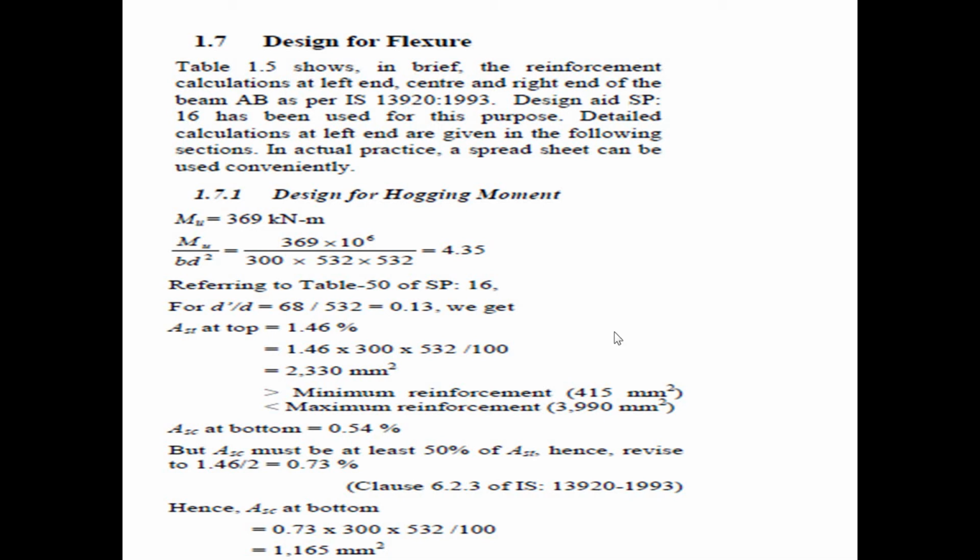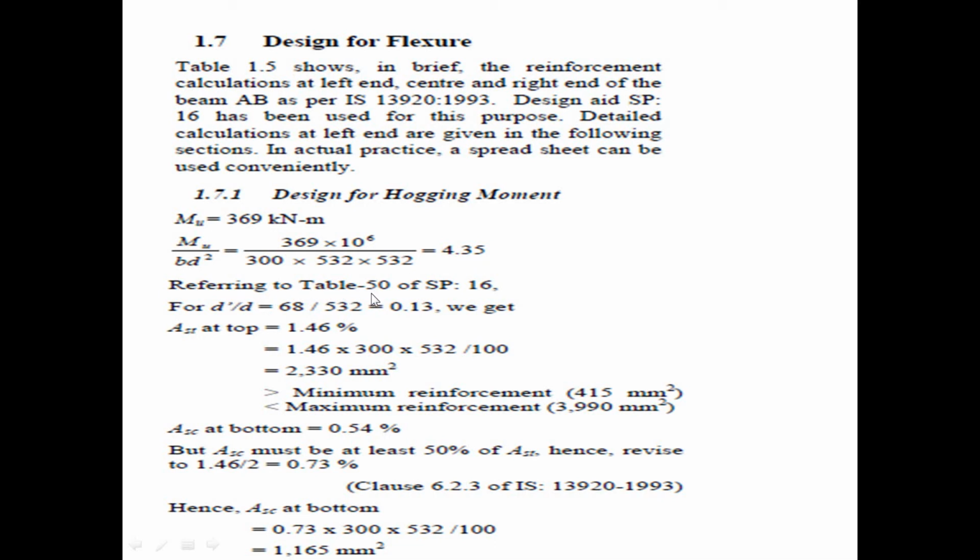Where does this Mu of 369 come from? This is the maximum moment. If you remember the table that I showed you in the beginning, this is the maximum hogging moment in the beam, so we have to design the beam for this case as a hogging bending moment. In SP16 there is a graph where on the x-axis there is the value Mu by bd square. You put in this value of Mu by bd square, and you will get the factor as 4.35.